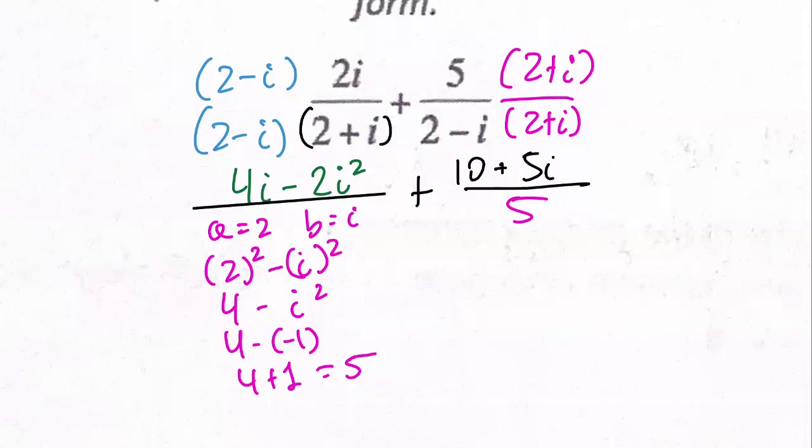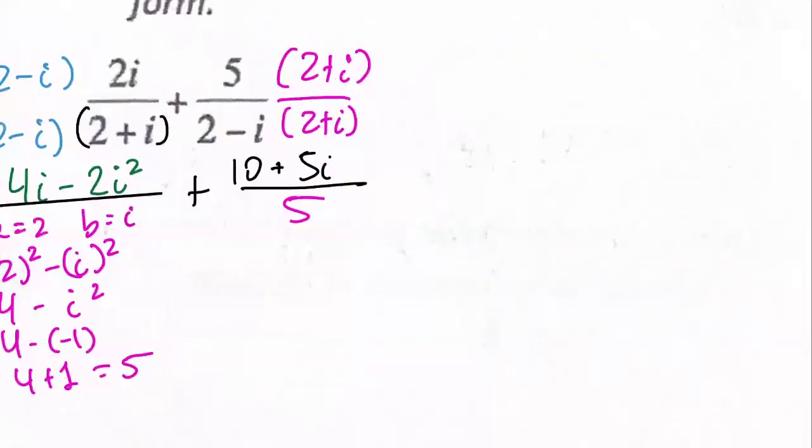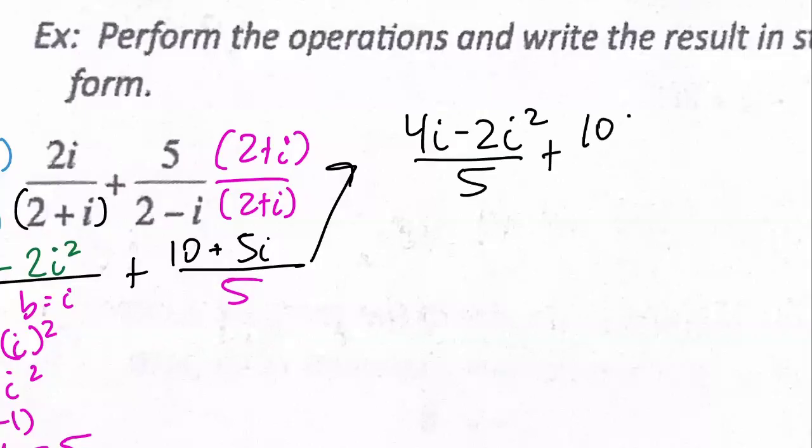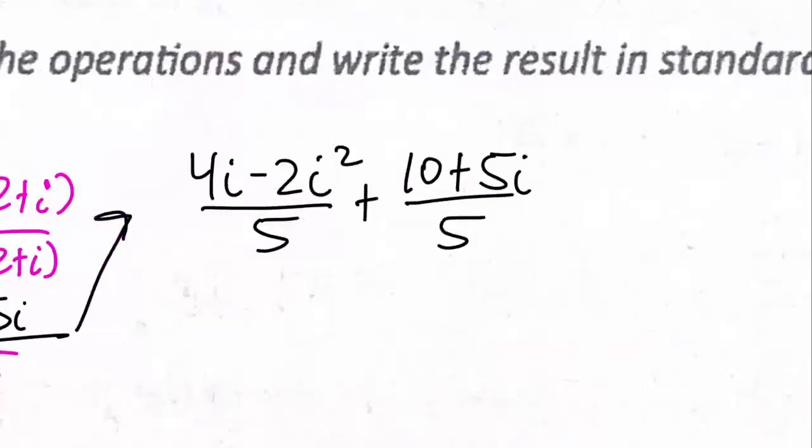All right, so then let's make it look nicer. So we have 4i minus 2i squared divided by 5 plus 10 plus 5i divided by 5. We want to simplify the left numerator.